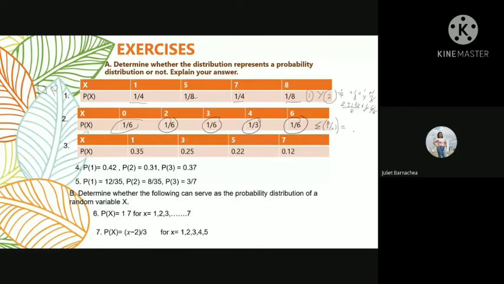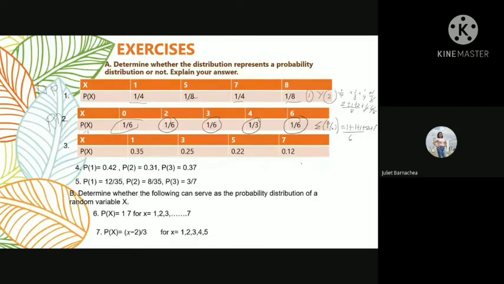Ang LCD niya ay 6. 6 divided by 6, 1 plus 1 plus 1 plus 6 divided by 3, 2 plus 2 plus 1, 1, 2, 3, 4, 5, 6. 6 naman. 1, 2, 3, 4, 5, 6. It is a probability distribution. Number 2 is a probability distribution.